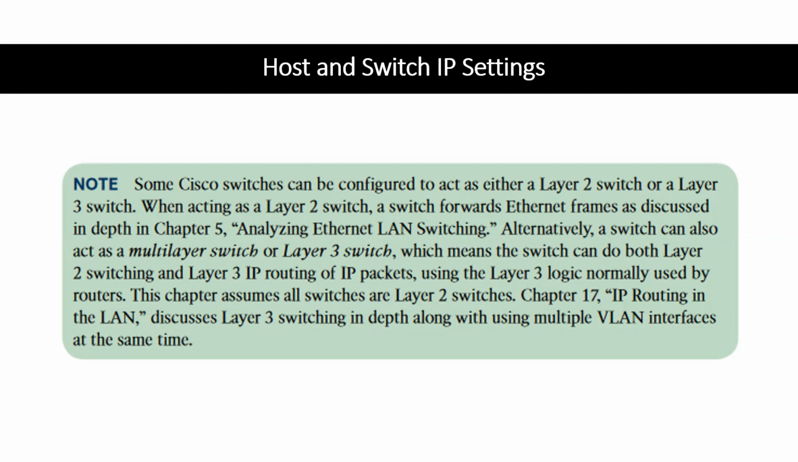If you want to go back, as it says here, read chapter 5, which talks about layer 2 and how switching works, and in that section it goes over the three major functions of a switch. So please read over that. There are also previous videos where I go over that. If you want to dive into what the layer 3 part of multilayer switching looks like, you can jump to chapter 17 of volume 1 of the CCNA 200-301 official cert guide book. Chapter 17, IP Routing in the LAN, discusses layer 3 switching in depth, along with multiple VLAN interfaces at the same time. Okay, all right, let's keep rolling.